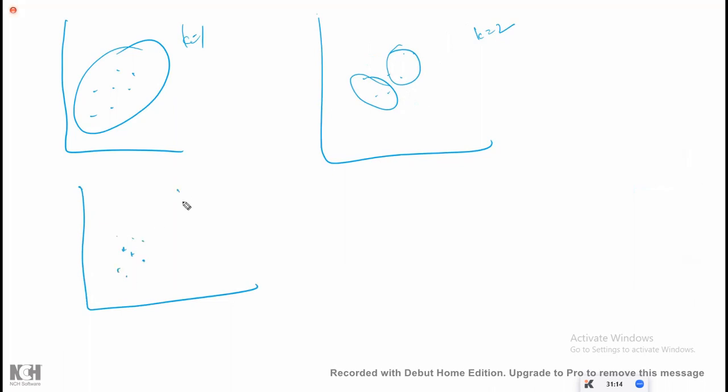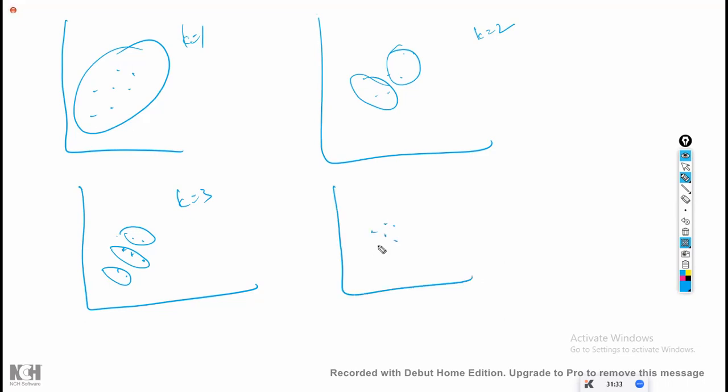Now this time k is equal to 3. This is one group, this is one group, and this is one group. This time it is going to take 3 random points, and for those random points, it is going to convert to the nearest data points. Next, the same 7 data points once again. Now k is equal to 4: this is one group, this is one group, this is one group, and this is one group. Next k is equal to 5: one group, one group, one group, one group, one group. Something it is going to divide like this, assume.